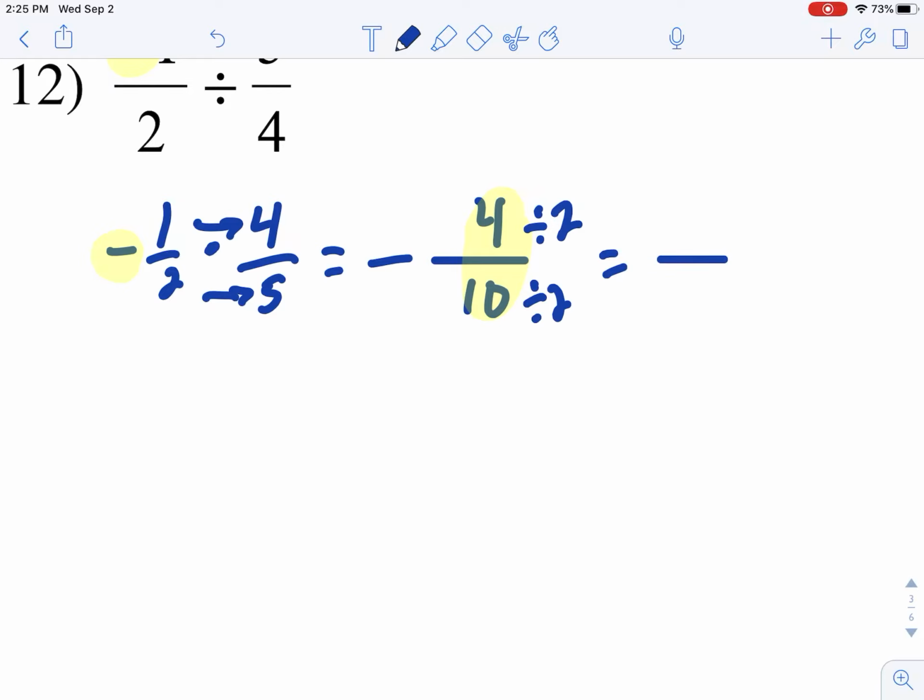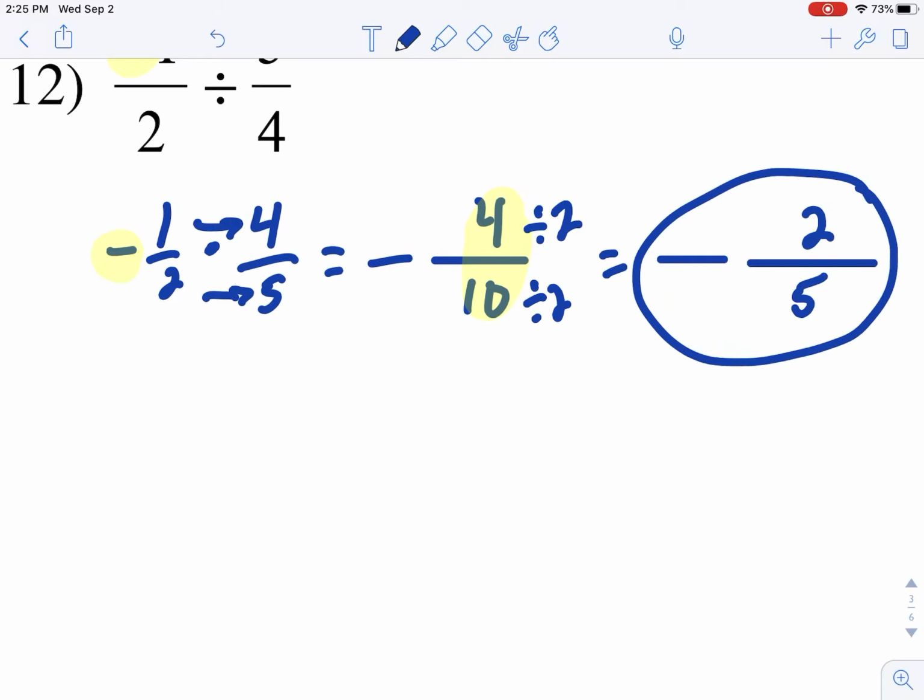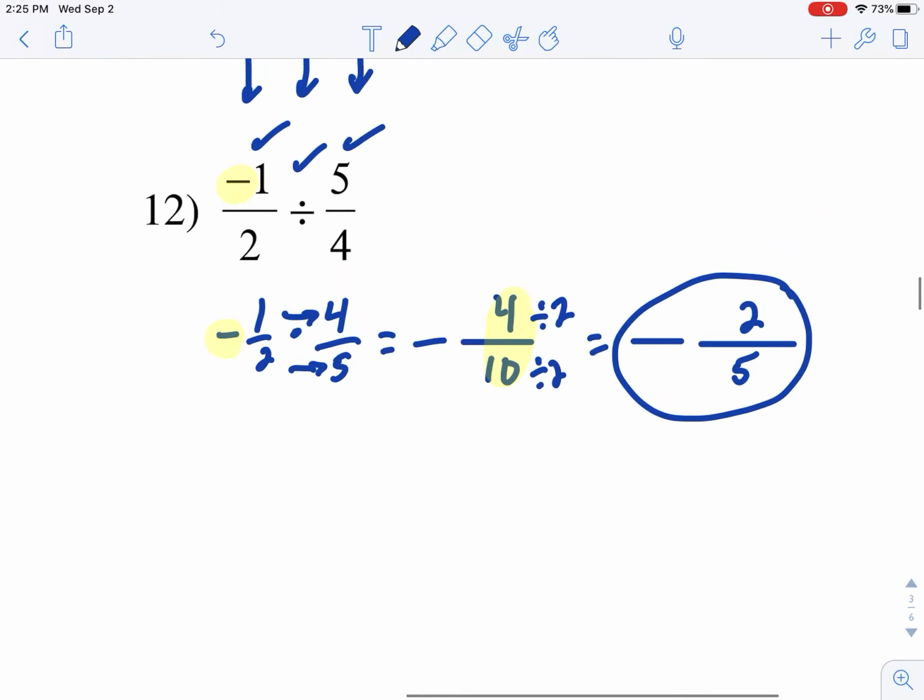And that gave me negative 2 on top, 5 on bottom. There's the answer. Okay, I do want to deviate from this for just a second and show you a bit of a shortcut. Shortcuts in math are interesting. They can be either really helpful or really confusing.